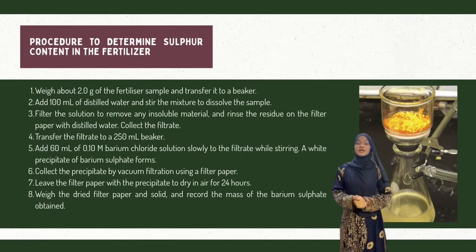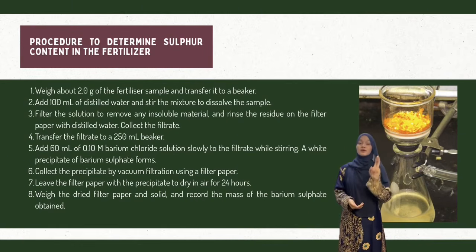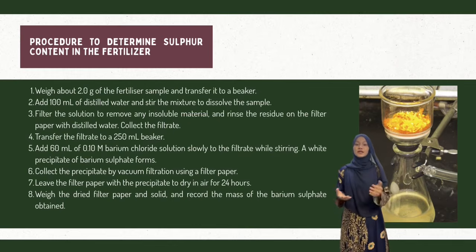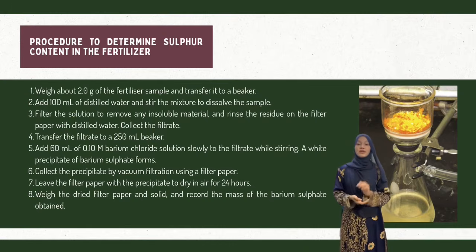Now, let me explain the procedure to determine the sulfur content using gravimetric analysis. To begin with, weigh about 2.0 grams of the fertilizer sample and transfer it into a beaker. Next, add 100 milliliters of distilled water and stir the mixture thoroughly to dissolve the sample. After that, filter the solution to remove any insoluble materials and rinse the residue on the filter paper with distilled water. Collect the filtrate carefully.